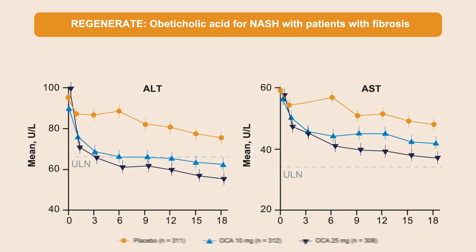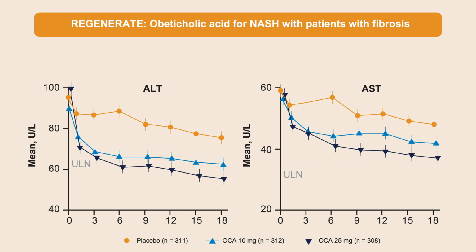What happened to the liver enzymes, both ALT and AST? So you see a significant reduction in the ALT with obeticholic acid at 25 mg relative to placebo, and there's a dose-dependent response both for ALT as well as for AST.